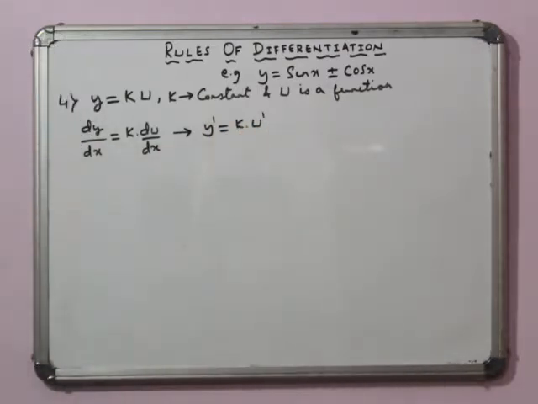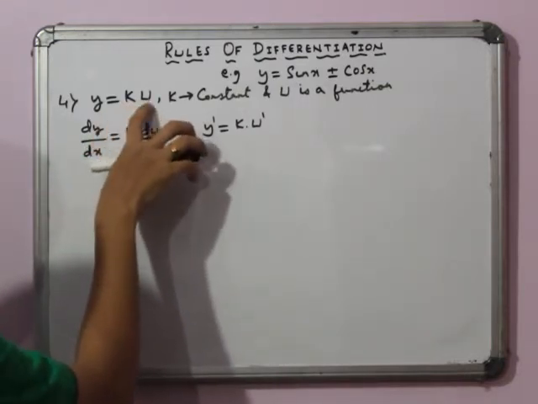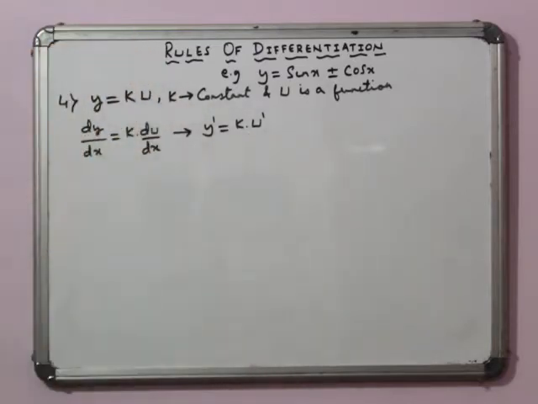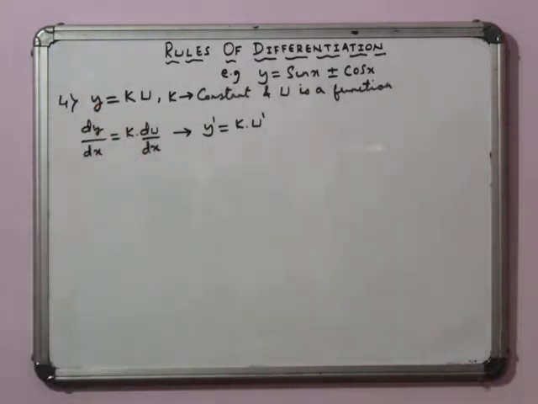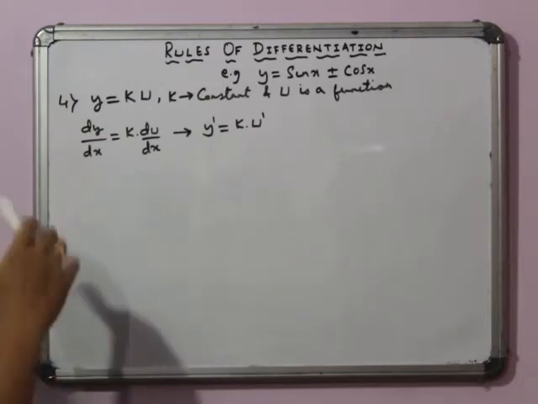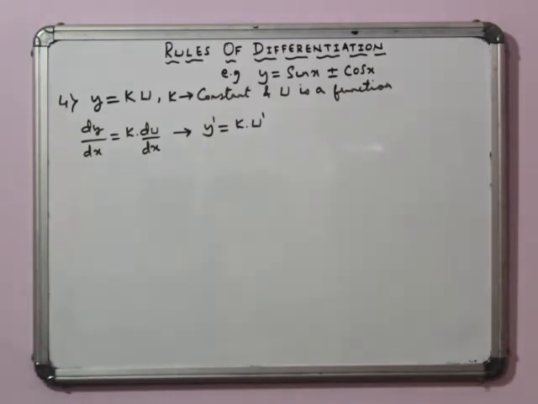Okay. So this is when you have a function of the form constant into function. Earlier when we used the product rule, there we had two functions, that is u into v. In this case it is k. k is a constant. Constant into function. The derivative is given by constant into derivative of function. Okay. So these are the four basic rules we have in differentiation.